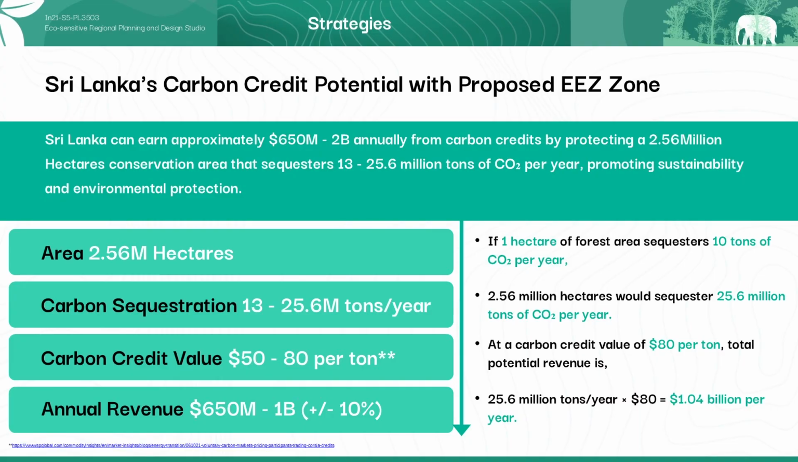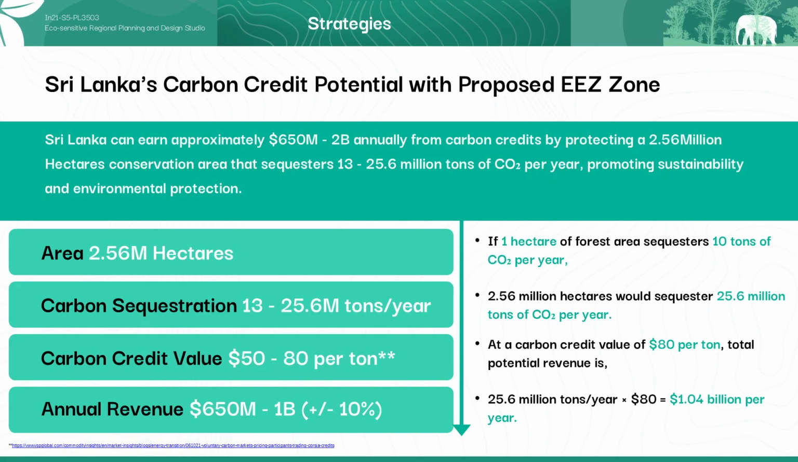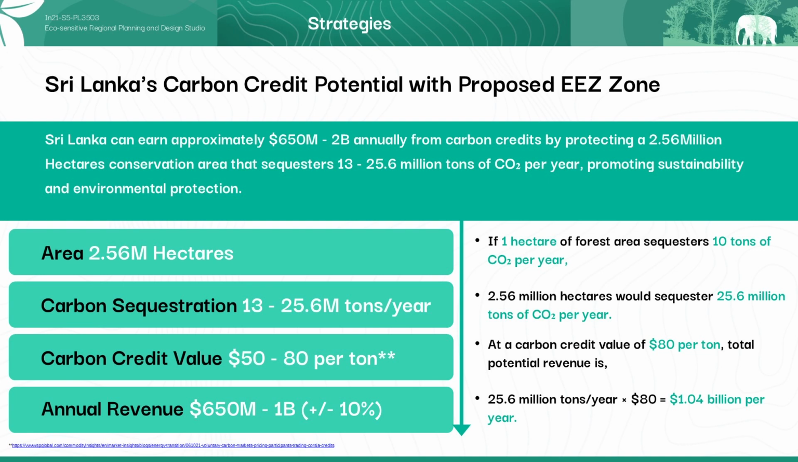With forest types ranging from tropical to dry, our elephant enclosure zone will cover an area of 2.56 million hectares. Based on our estimates, the carbon sequestration within this zone could range from 13 to 25.6 million tons. Yes, as she mentioned, in the market the carbon credit values are around 40 USD to 80 USD per ton. So within our EEC, we think it will annually generate revenue of 650 million to 1 billion USD.